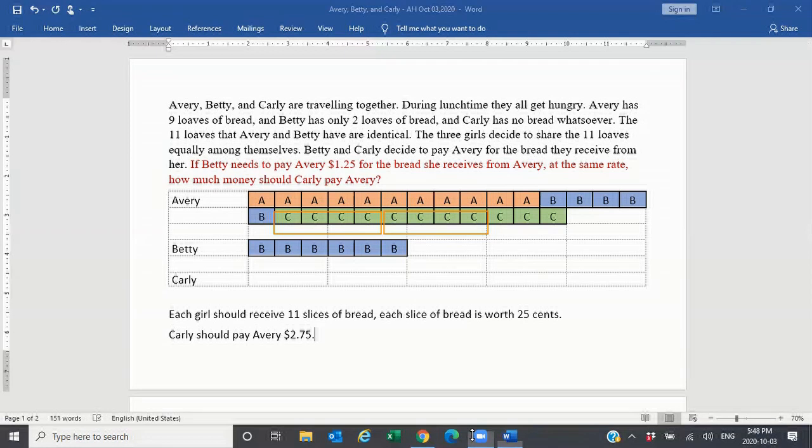Alright, I'll clear all of this. Yep, 11 slices is worth $2.75.